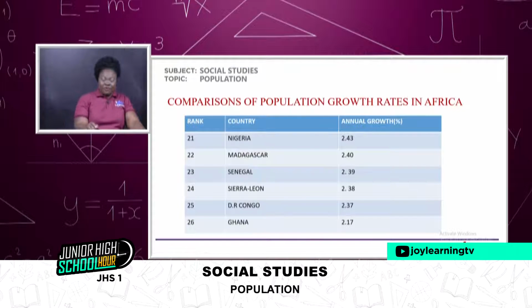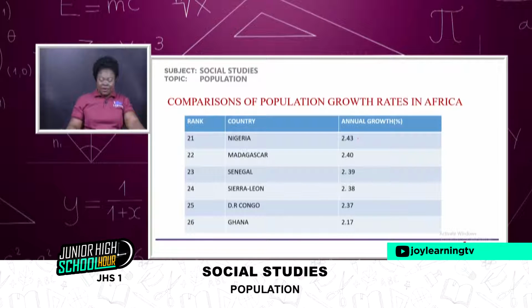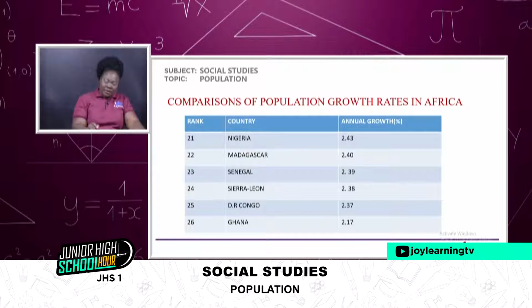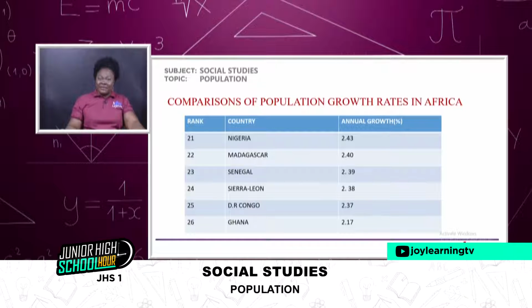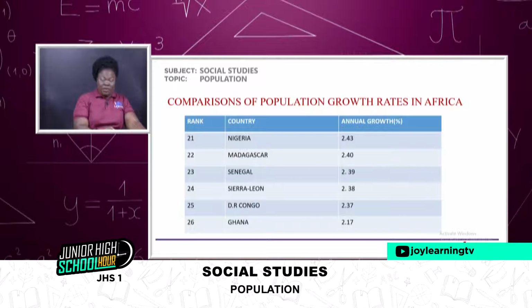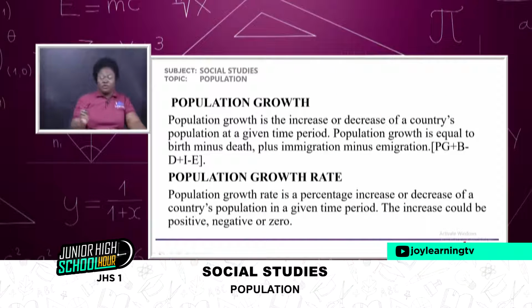Nigeria, 2.43. Madagascar, 2.40. Senegal follows. Sierra Leone, DR Congo, and then Ghana. Let's look at Ghana. Wow. So Ghana's annual growth is 2.17. So just imagine where we are going. A time will come, we will not even have space to put our legs when we are walking, because a lot of people will be giving birth. But it's good to give birth anyway, but in moderation.